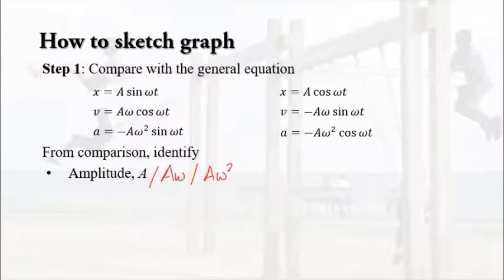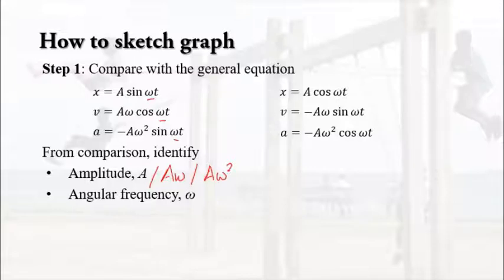After you identify the maximum value or the amplitude of the graph, the amplitude of velocity, the amplitude of acceleration, or just the amplitude, you then try to identify the angular frequency. So where is the angular frequency in your equations? It is located here. You have omega, omega, omega. So this is the thing that you need.